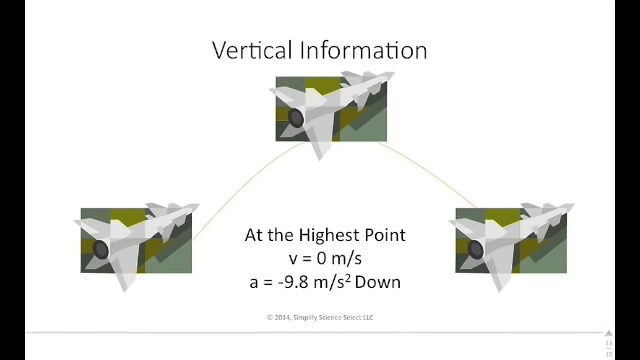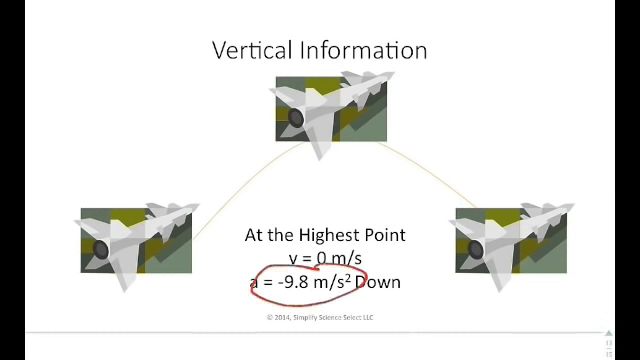Another one of those things that you're supposed to know by being able to read the situation is at the highest point. Whenever an object reaches its highest point, the velocity at that highest point is 0. Now, whether that's the object's initial velocity because it's dropped, or whether it's fired up or thrown up in the air and reaching its highest point, regardless, the velocity is 0 at that highest point. The acceleration is always negative 9.8 meters per second squared.